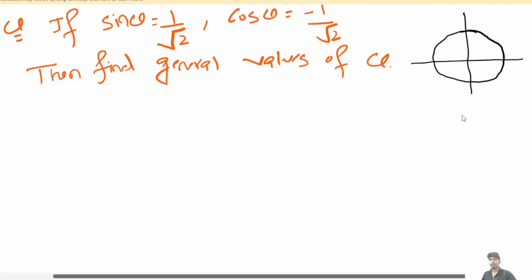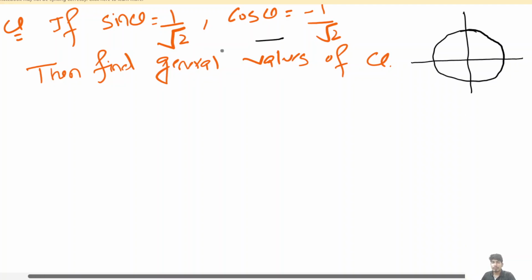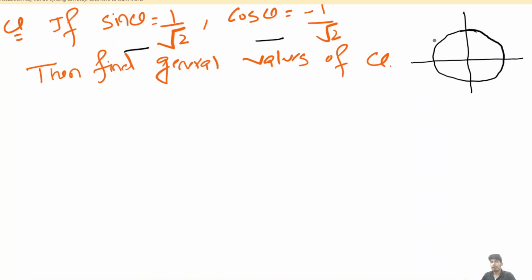Here cos is negative and sin is positive. Here there is only one option: in the first quadrant sin and cos are both positive, in the third both are negative, and in the fourth cos is positive but sin is negative. So these quadrants cancel. Only this quadrant has sin positive and cos negative.